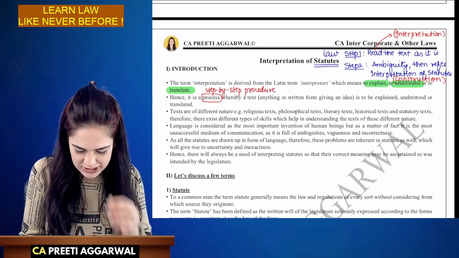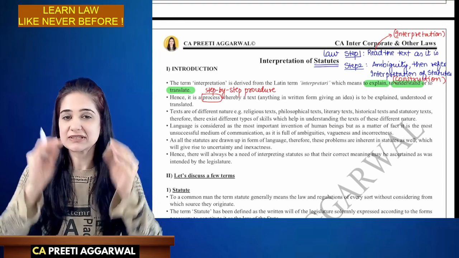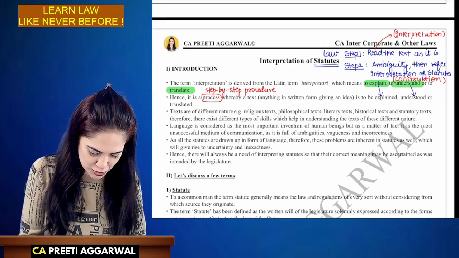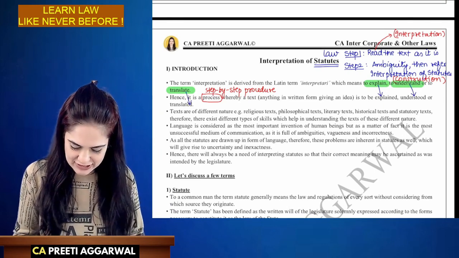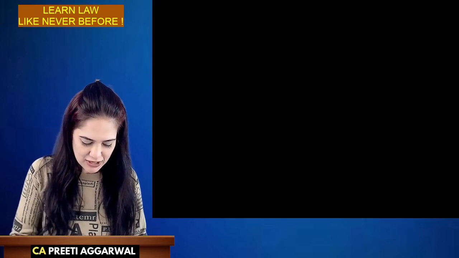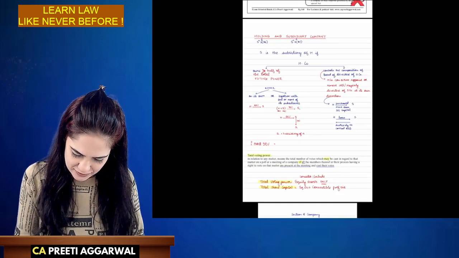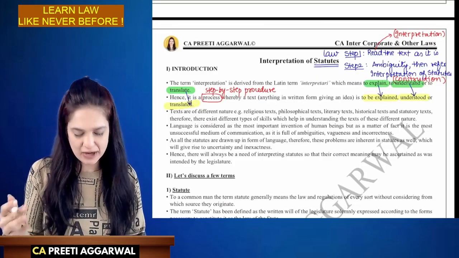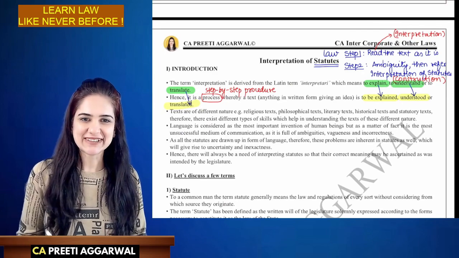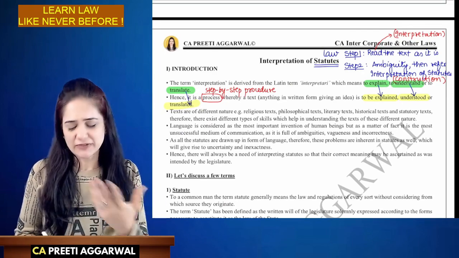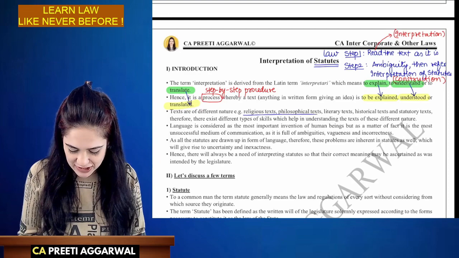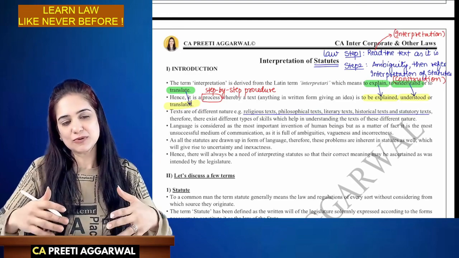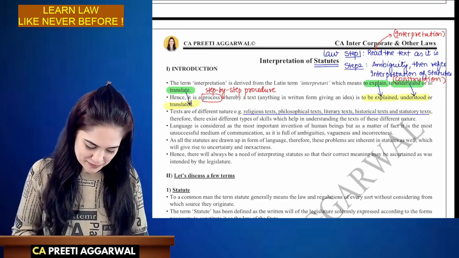It is not just like one sentence we are able to understand. It's a step-by-step procedure where anything is to be explained, understood, or translated. So texts are of different nature. You have religious, social, philosophical texts. Every text requires different expertise. So we are trying to understand how to interpret various laws.